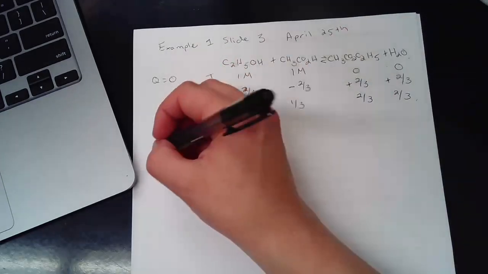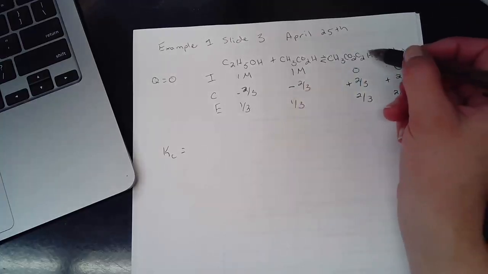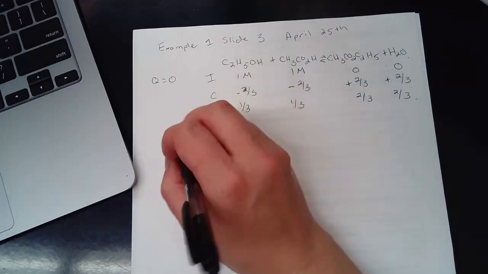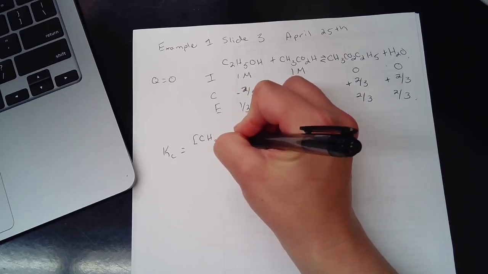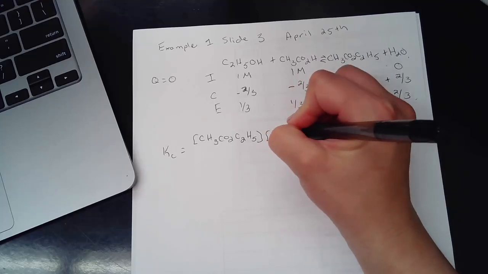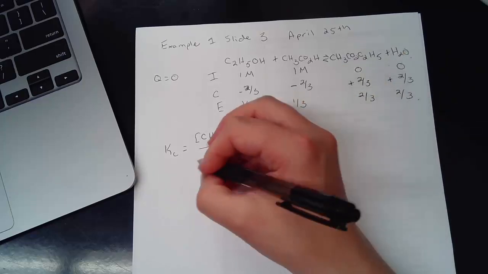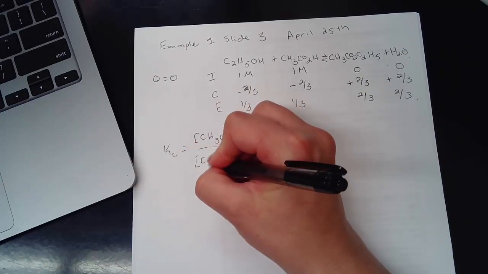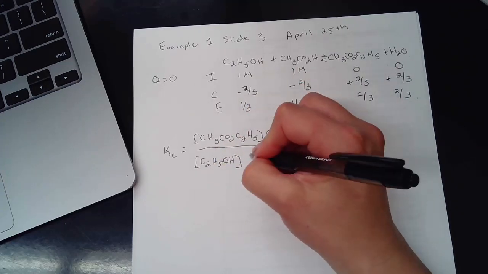So now we're going to plug this into our equilibrium constant equation, or our reaction quotient for at equilibrium. And so we know that the reaction quotient is the ratio of the products to the reactants. So for this one, we have our ethyl acetate and our water. And then we know there's no squared or anything because it's a 1-to-1 ratio in our balanced chemical equation. And then we have our concentration of ethanol and acetic acid.